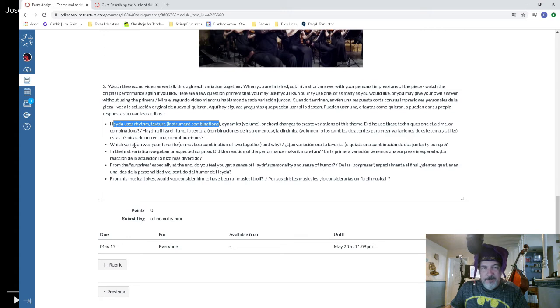Next primer. Which variation was your favorite? Or maybe it's a combination of two in the way he transitions between one variation and another. And why was that your favorite? Next primer. In the first variation, we get an unexpected surprise. Did the reaction of the performers make it more fun?